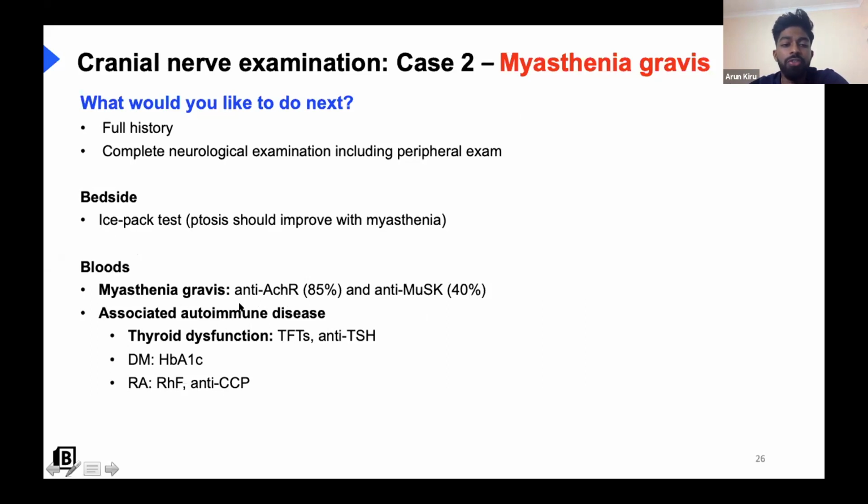And then also associated autoimmune disease. Myasthenia is associated with lots of autoimmune diseases. It's important. If you have a myasthenia patient, absolutely we want to check, do they have any other diseases because they're more at risk. TFTs for thyroid, HbA1c for diabetes, rheumatoid factor, anti-CCP for rheumatoid arthritis. This is why we use a case-based retrospective approach to answer these kinds of questions really nicely.